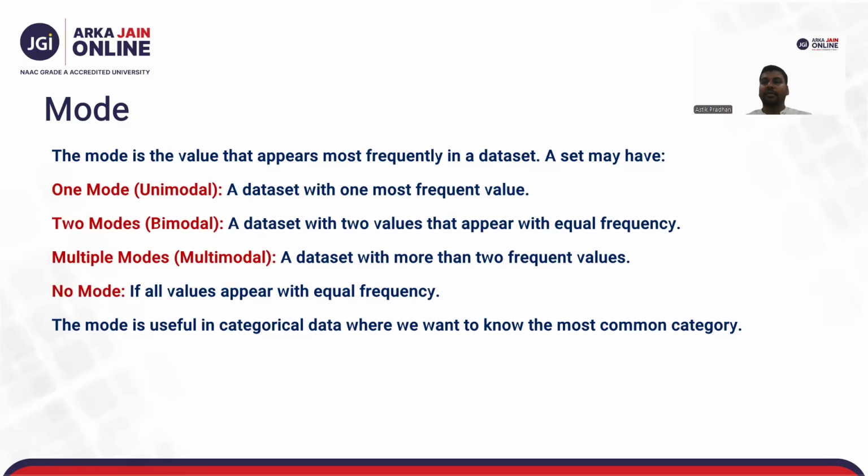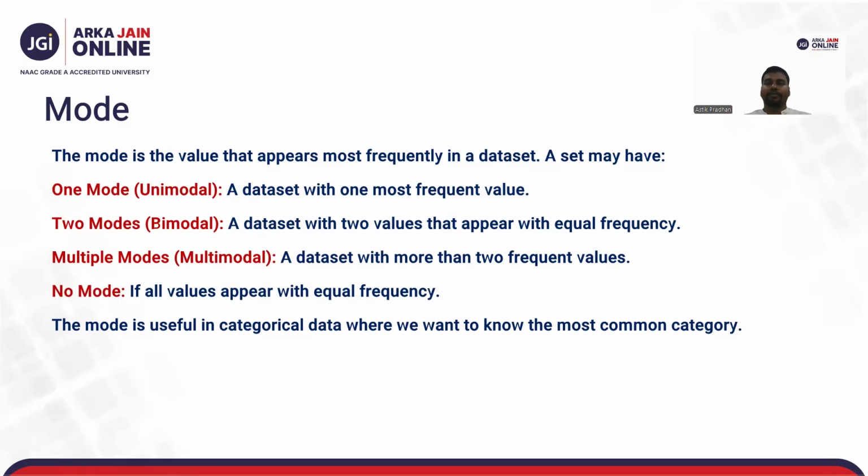A set may have one mode, so we call it unimodal: a data set with one most frequent value. Suppose we have a data set of 5 values, and the values are 1, 2, 3, 2, and 4.